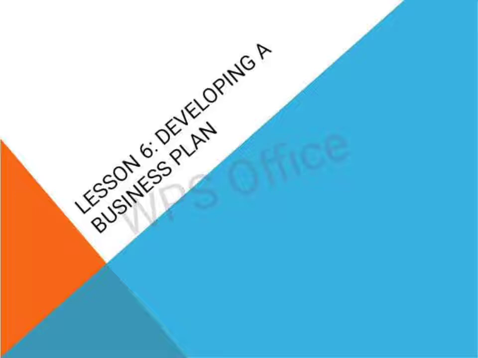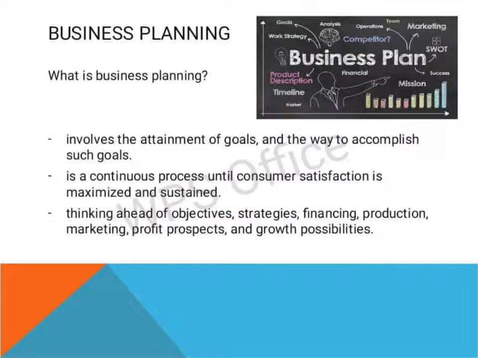Before we go further, we must first define what a business plan is. A business plan is a document that defines in detail a company's objectives and how it plans to achieve its goals. A business plan lays out a written roadmap for the firm from marketing, financial, and operational standpoints. Both startups and established companies use business plans. Business planning involves the attainment of goals and the way to accomplish such goals. A time frame is needed in attaining the goals.